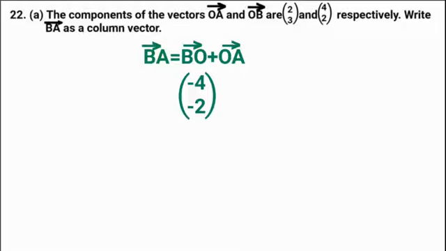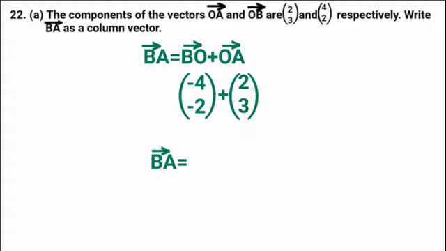OA. OA is just the same, so we're going to write plus. Now OA is here, that's OA, so we're going to write plus 3, 2. Then the next thing we're going to do is add them. So before I add, I'm going to write BA.